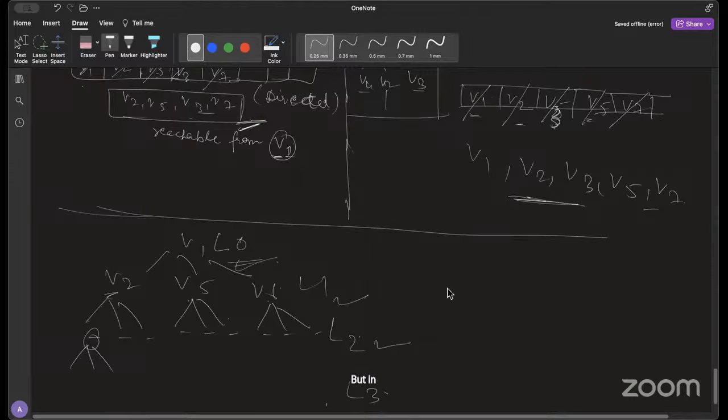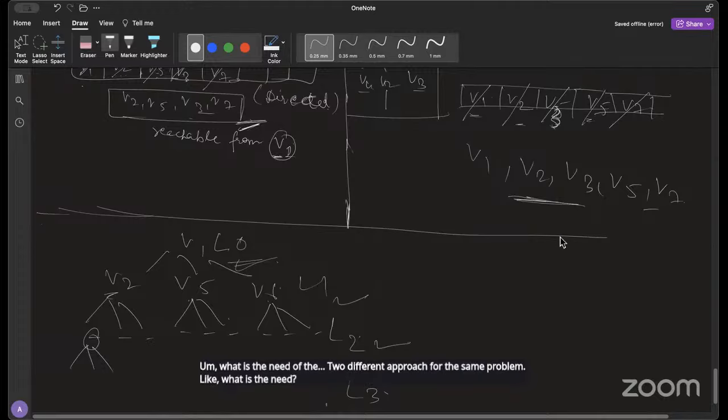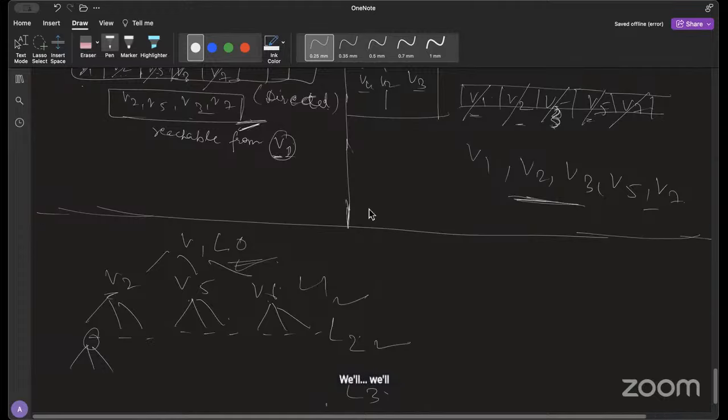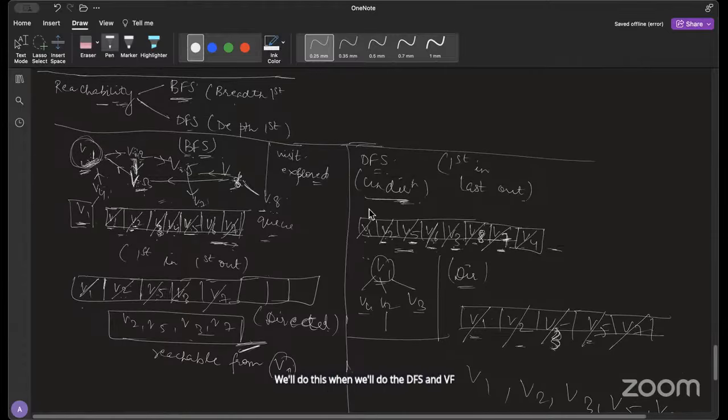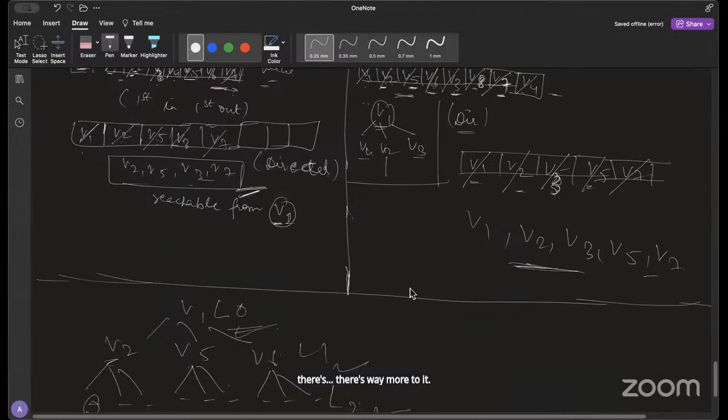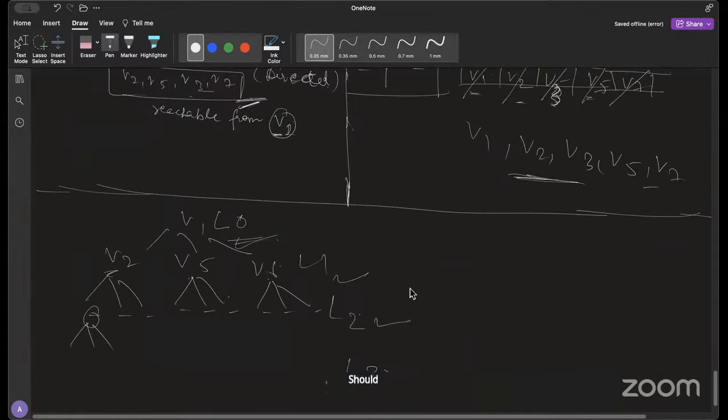But in a depth-first search, what is the need of two different approaches for the same problem? Like, what is the need? We'll do this when we do DFS and BFS in detail. This is just a basic idea of what BFS and DFS search is. There's way more to it that we have not done yet. Should I cover that?